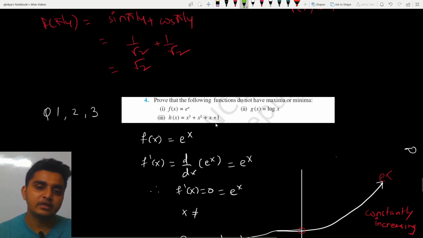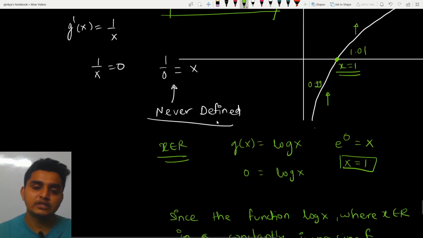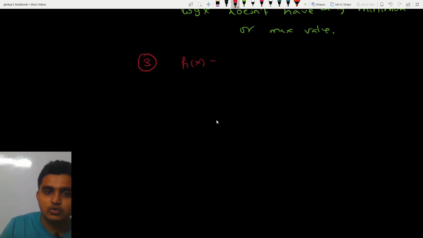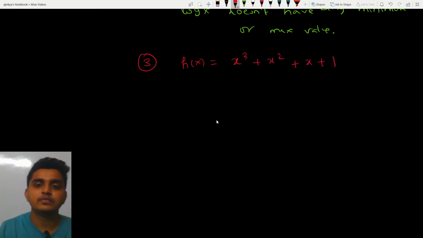Now if we take the third question, which is h of x equals to x cube plus x square plus x plus 1, this is our question. In order to find out the local maxima or local minima, or the local maximum or minimum values of a particular function, what we did was we drew a graph where we could easily tell that these functions are in an increasing order, right?